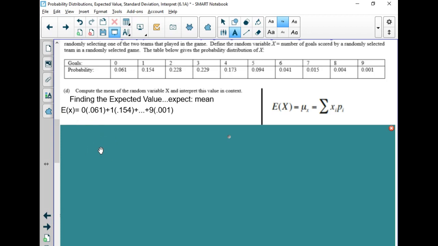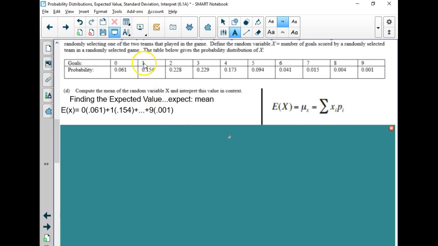To show your work, we're going to say E of x, so the expected value of x. I don't care if you put that little mu there. That doesn't matter to me, and it doesn't matter to the College Board. I'm going to take my first observation. That's 0, so right here, times the probability of that observation right here, 0.061. So 0 times 0.061. Now plus, that's the sum, the next product, excuse me.